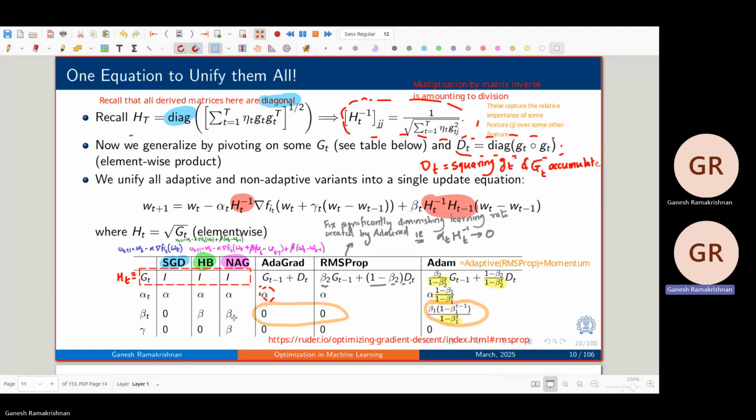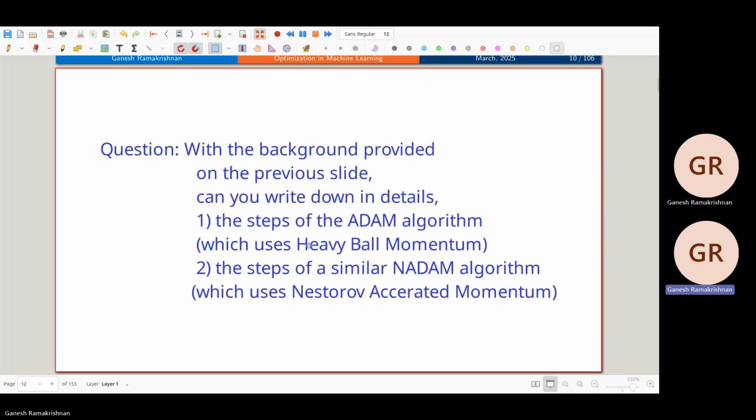So what I've said in the next slide is acceleration has two variants. So like you have Adam, which uses HB, NADAM, Nesterov accelerated gradient combined with other features of Adam, gives you NADAM, right? Gamma T is not 0 in that case. And in fact, gamma T will be set to beta T in the case of Nesterov accelerated gradient, sorry, NADAM. Okay, so let's write down the steps now.